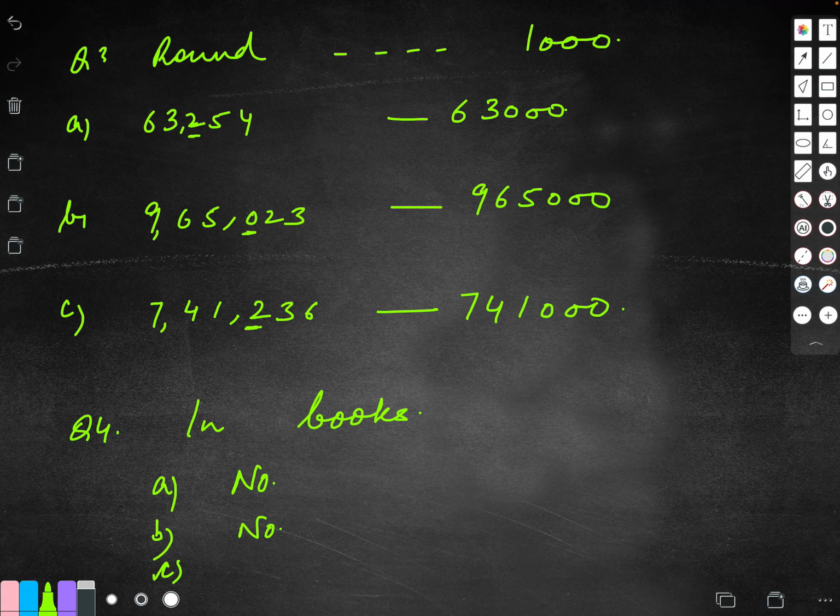25 children were sent to circus. Can it be rounded off to nearest 10? Can I bring back 20 children or 30 children? No.